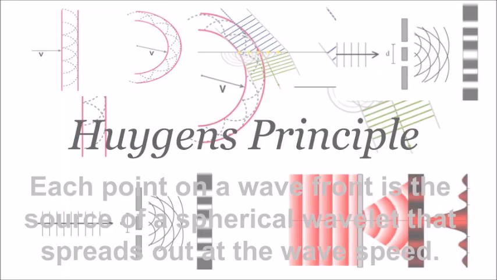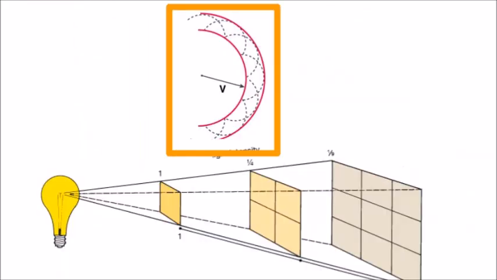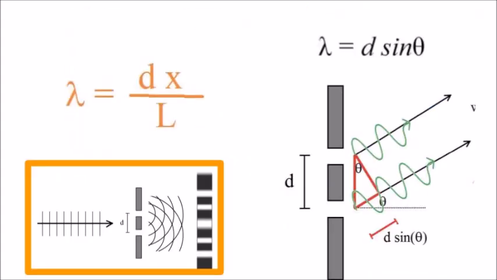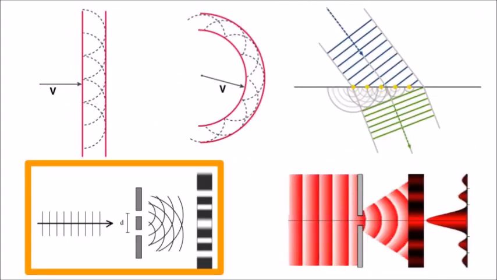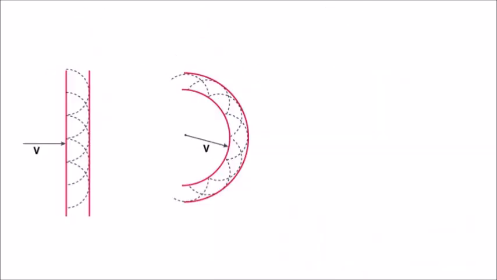Light does some interesting stuff, moving in a straight line or radiating in all directions or changing directions at a new medium or spreading out around two openings or one. Huygens explains it all. Consider this light source.